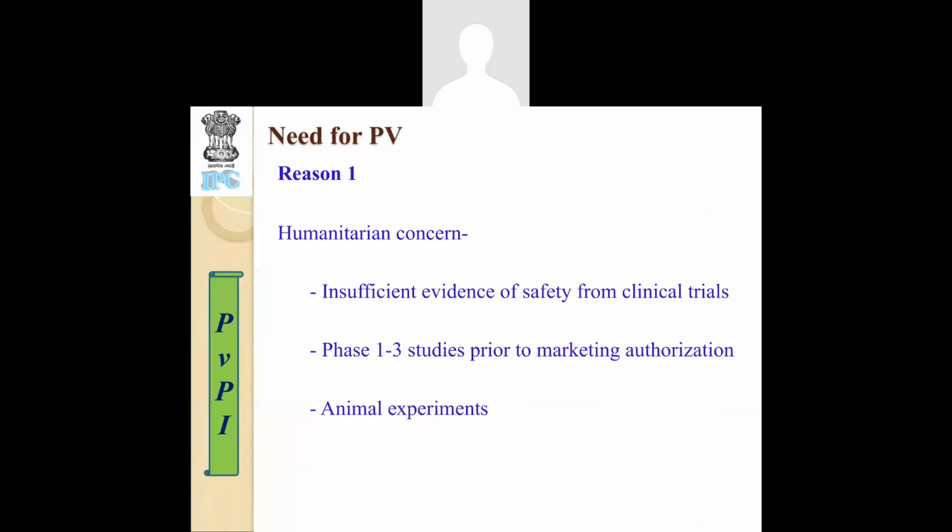During the clinical trials, it may not be possible to identify all the adverse drug reactions, because it has a limited sample size, maybe up to 5,000, maybe only up to 1,000, in which we can see the effect of safety or the efficacy of the drug you are testing for. But once it comes into the market, there are millions of people who will be taking it.